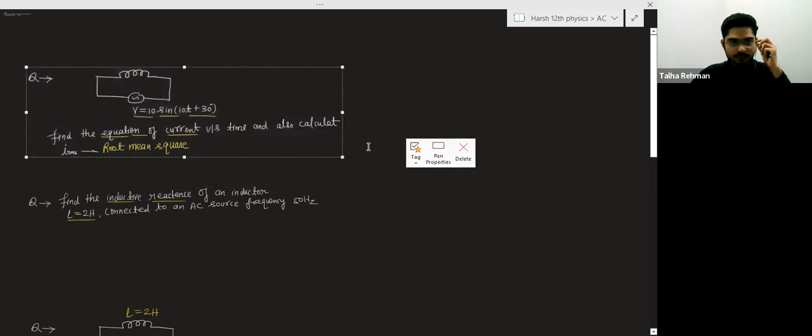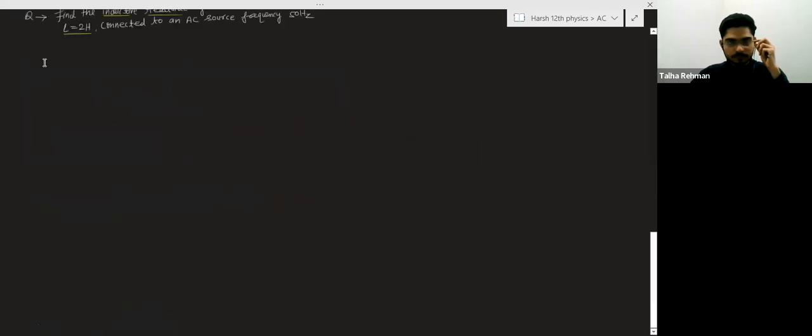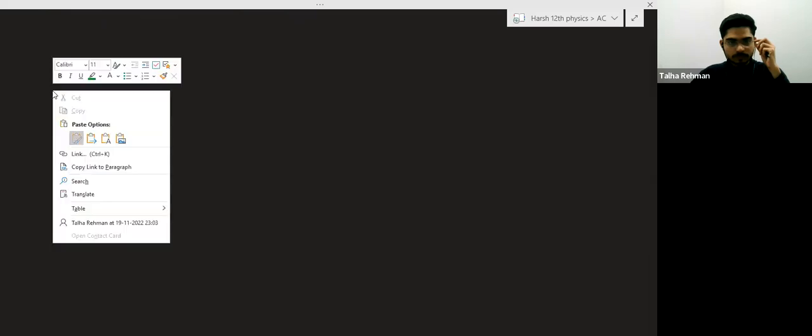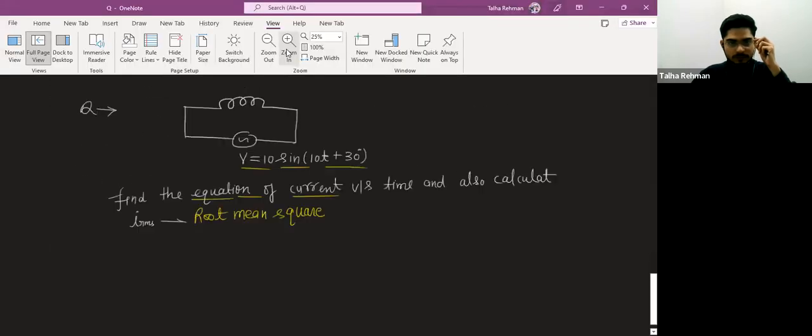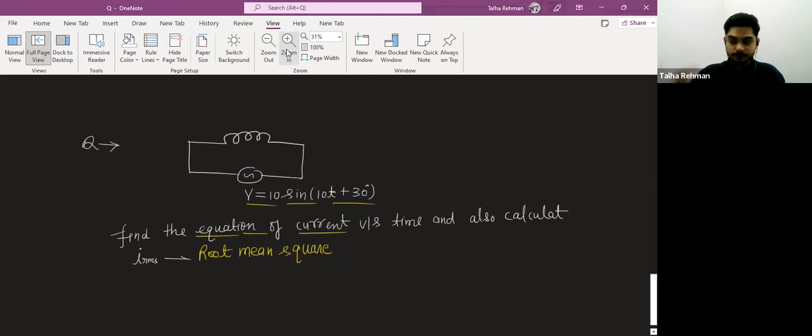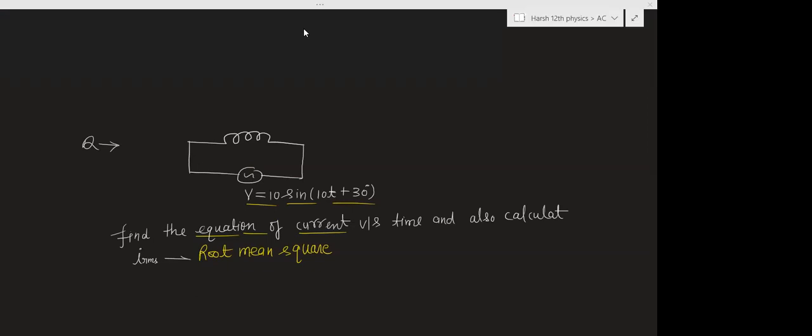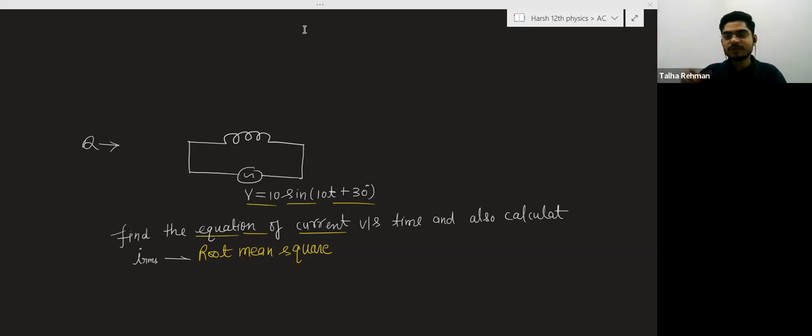So this is the question. See the equation of the voltage and what they are asking. They are asking for the equation of the current. They have not given the equation of the voltage like V is equal to V naught sine omega t; the equation of the voltage is something different. You have to see the phase. What is the phase of the voltage? 10t plus 30. Very nice. With sign you have to write the phase.